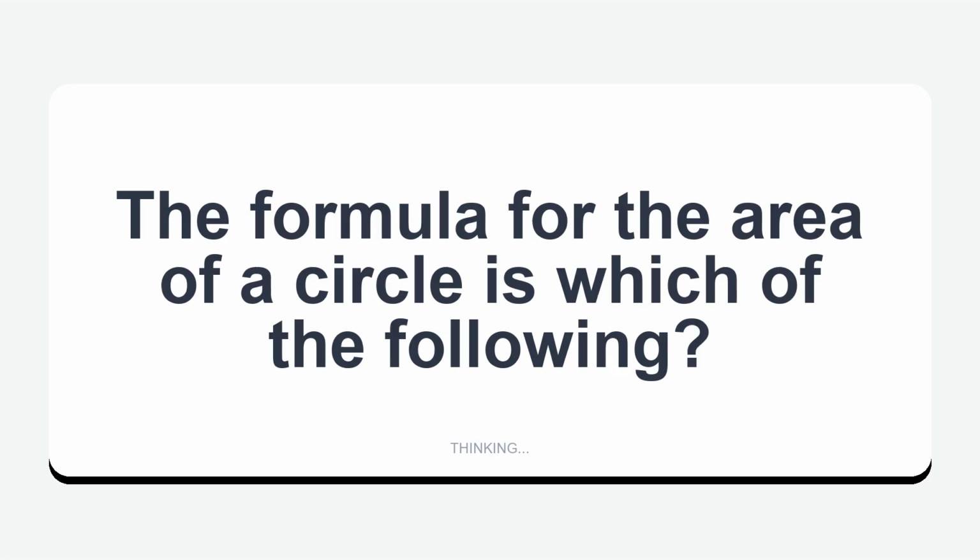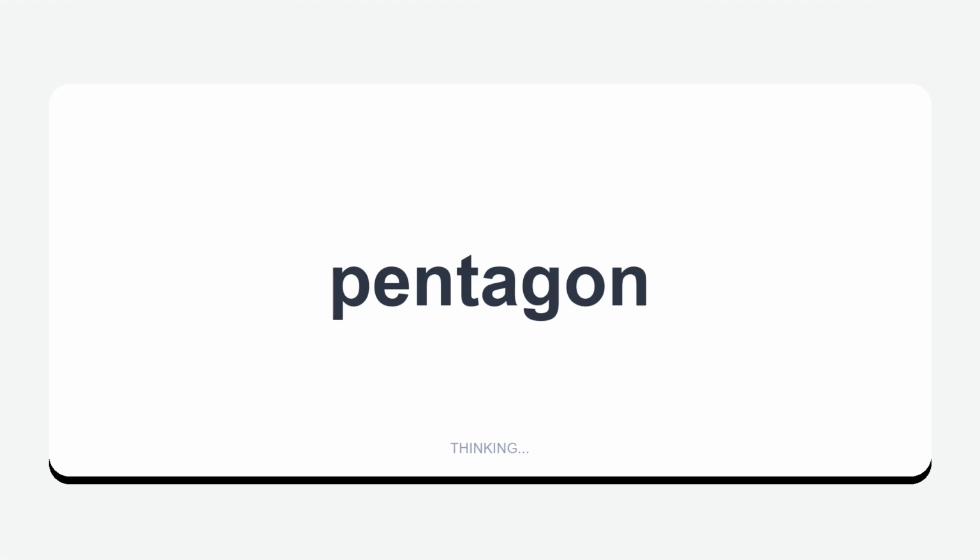The formula for the area of a circle is which of the following? πr squared. Pentagon. 6-sided polygon.